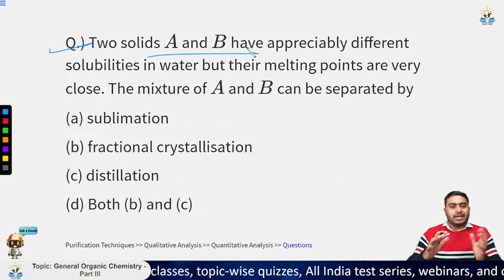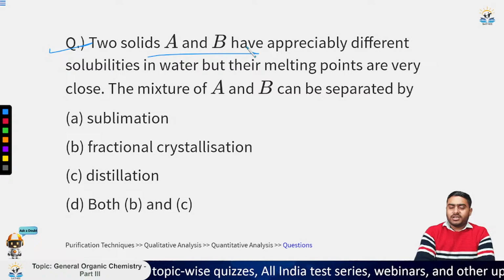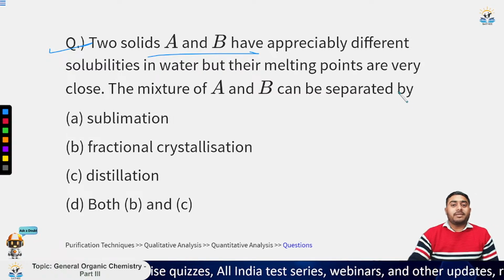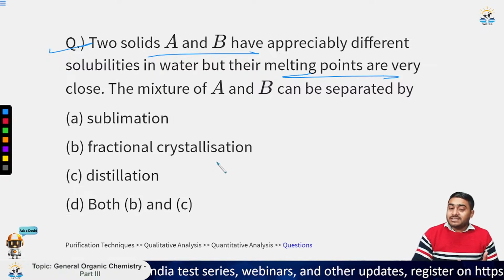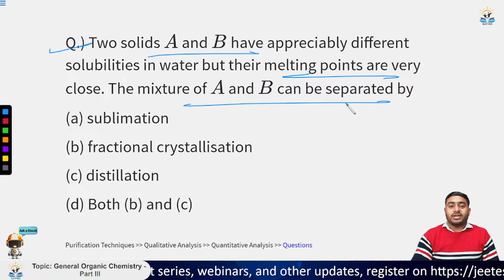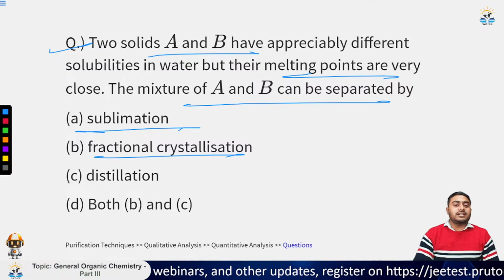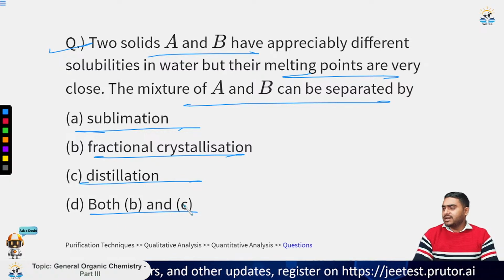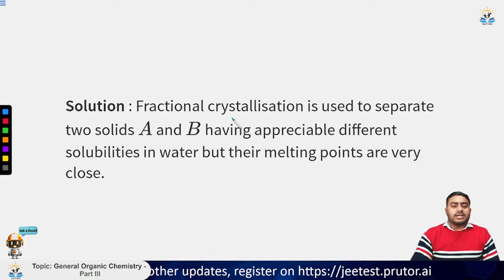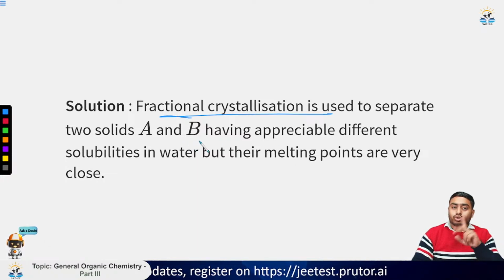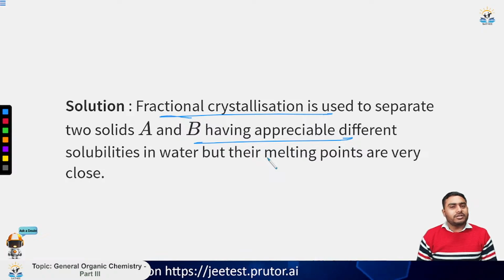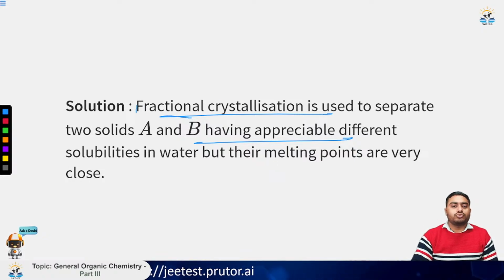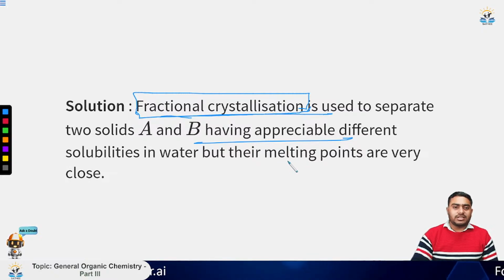Two solids, A and B, have appreciably different solubilities in water, but their melting points are very close. I told you already, if solubilities are different and melting points are close, the mixture of A and B can be separated by sublimation, fractional crystallization, distillation, or both B and C we can use. That's a very simple question. Fractional crystallization is used to separate two solids A and B having appreciably different solubilities in water but very close melting points. So we have to use fractional crystallization.